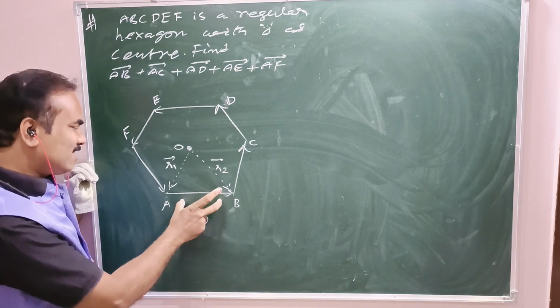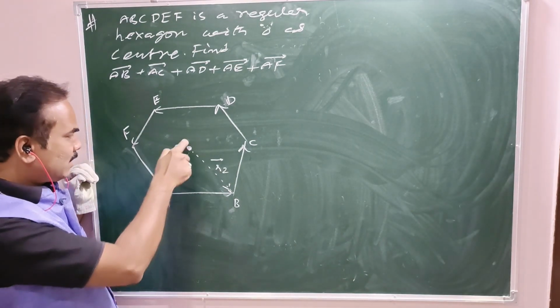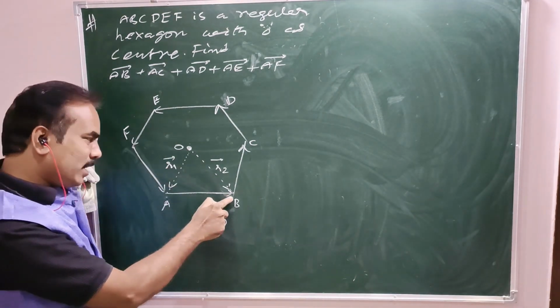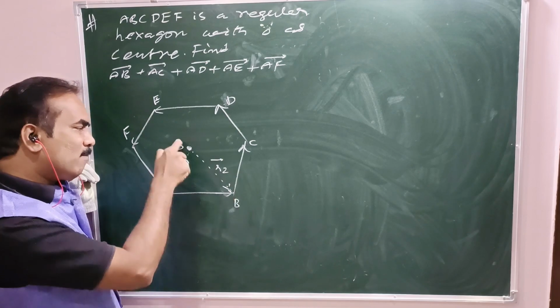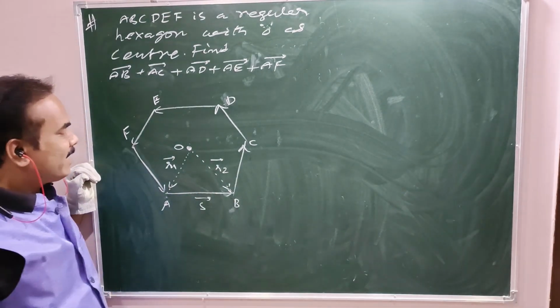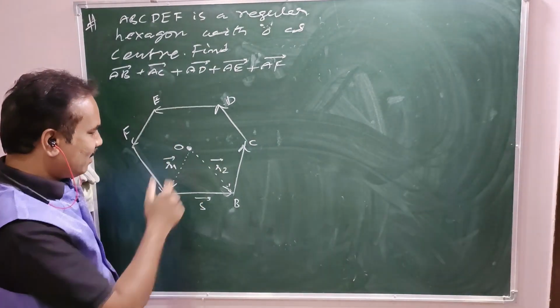As far as AB is concerned, when the particle is situated at A, with respect to O, this is the initial position vector. When the same particle reaches B, with respect to O, this is the final position vector. Say AB bar is S bar. AB bar is S bar as an example. These are not given in the data, but I am taking it like that.